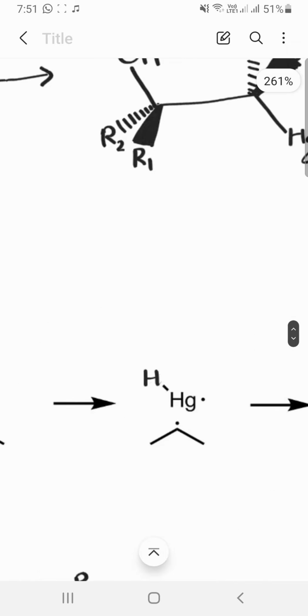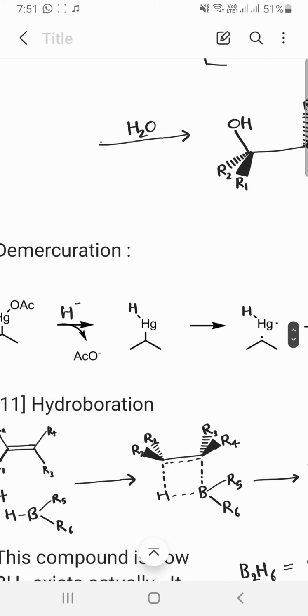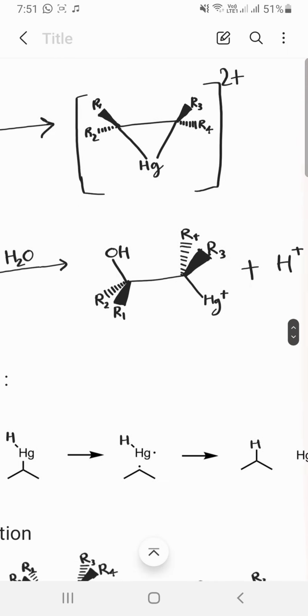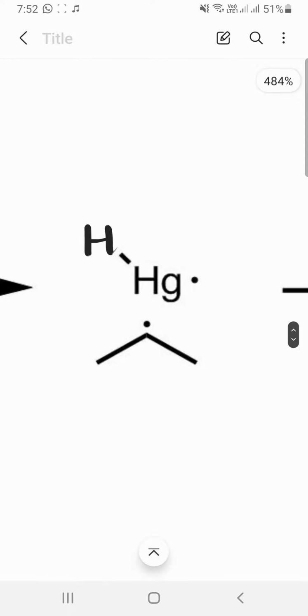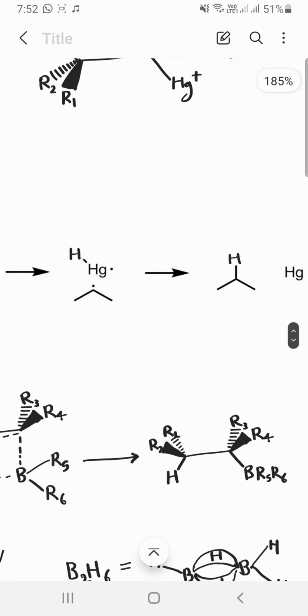Actually, this might not be a radical over there. It is not necessarily a radical. I think it should be a carbocation over there, and a Hg+. That will be better, isn't it? And that will create this thing.